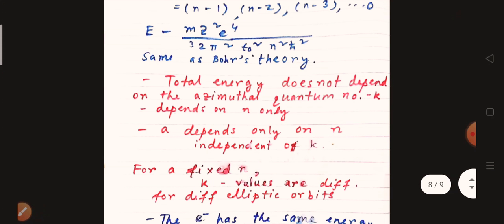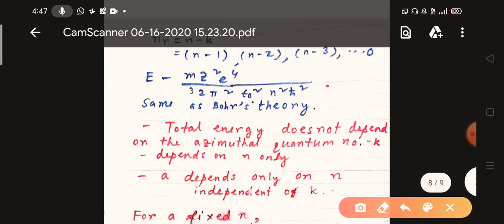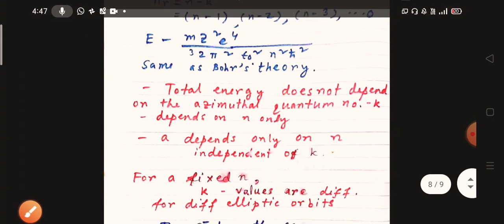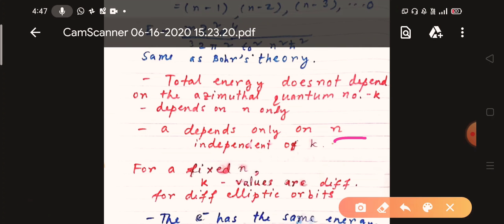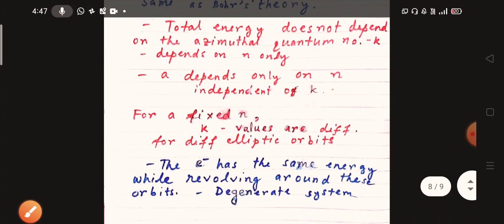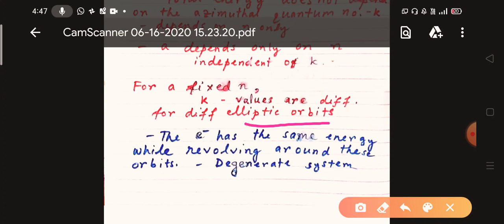So from here what we learn is that the total energy doesn't depend on the azimuthal quantum number k, it depends on n only. This is a very important point. From Sommerfeld we get that the total energy E is always dependent on n, not on k. And also A, the semi-major axis of the ellipse, depends only on n and is independent of k. So for a fixed value of n, with different k values, we can get different elliptic orbits. The electron has the same energy while revolving in these different orbits.